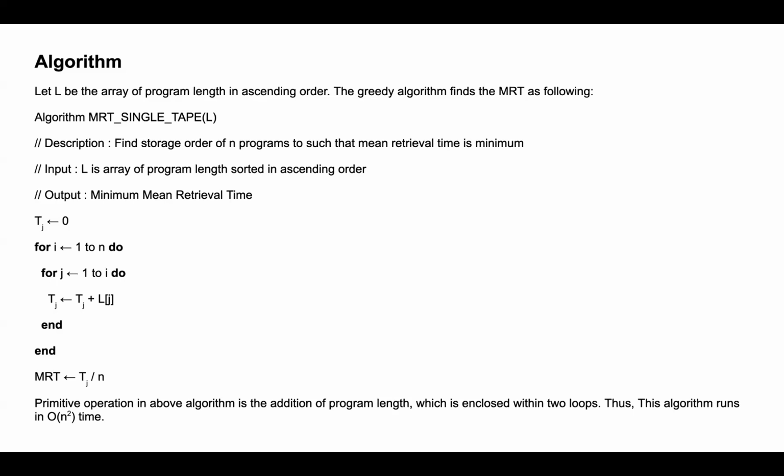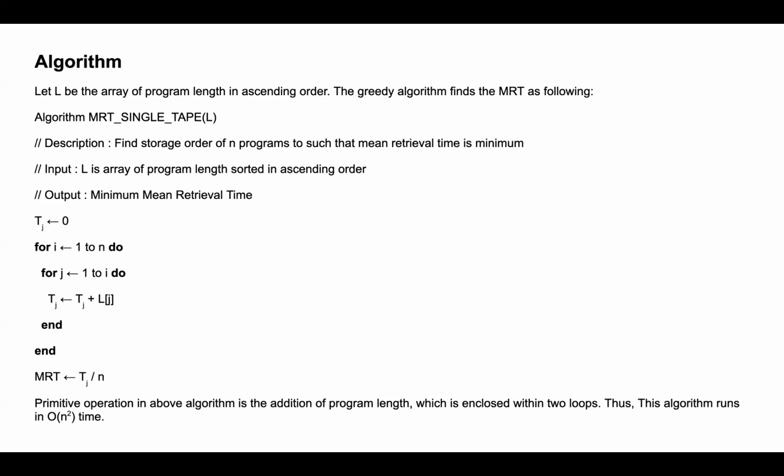Here the primitive operation in the above algorithm is the addition of program length, which is enclosed within two loops. Only the length of programs are added in that TJ, meaning in the retrieval time only the length of programs are added as they are getting executed. Only two for loops are used for that.